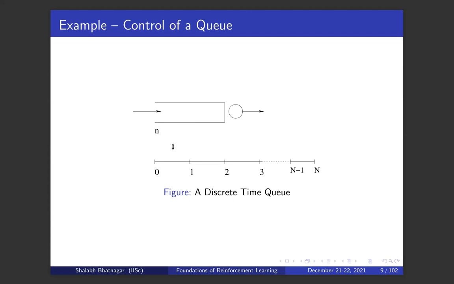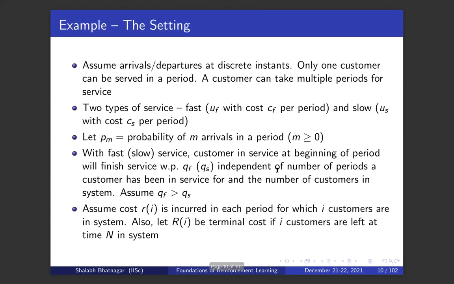Now it's assumed that it's a discrete time queue, so packets can arrive at any one of these instants, 0, 1, 2, and so on, and it evolves up to time capital N. Okay, let me show this. Let's assume that the arrivals and also departures are at discrete instants. We'll assume that only one customer can be served during a period, and moreover, a customer in service can take multiple periods for its service.